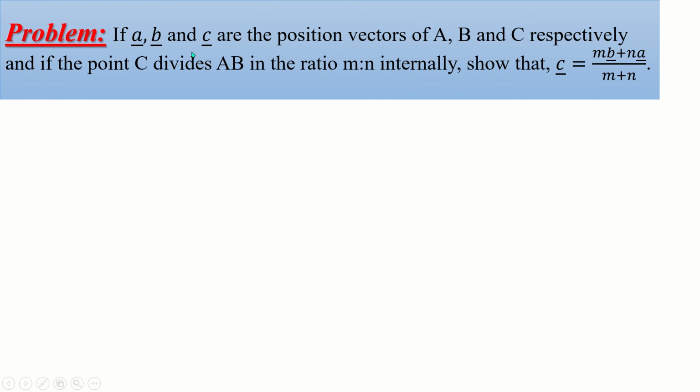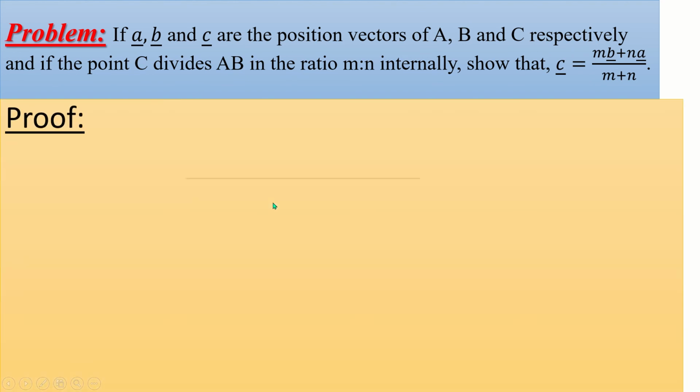Problem: if a, b and c are the position vectors of A, B and C respectively, and if the point C divides AB in the ratio m is to n internally, show that c vector equals (m b vector plus n a vector) divided by (m plus n). Prove.